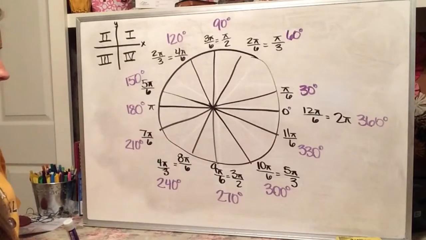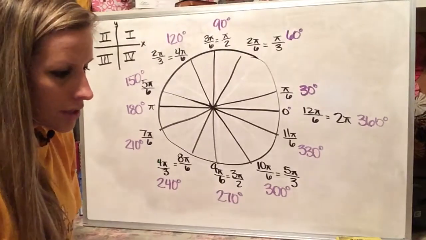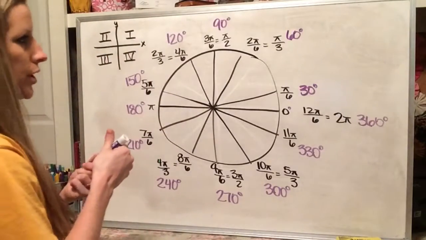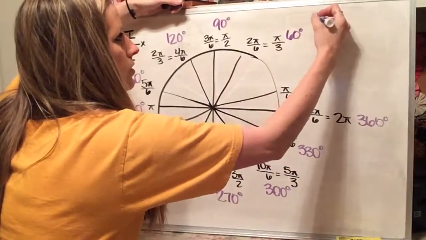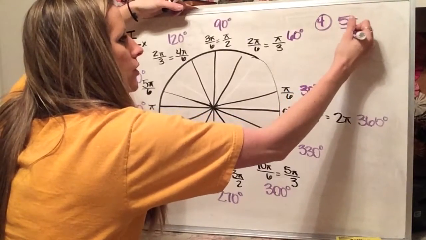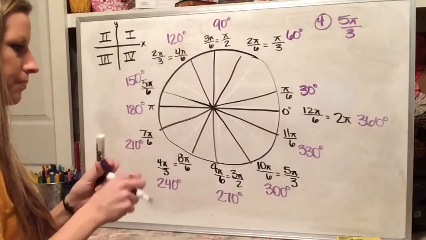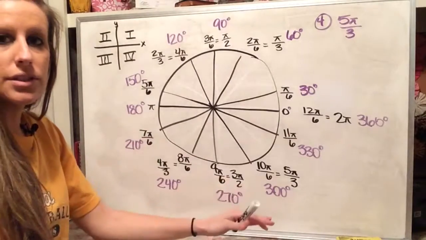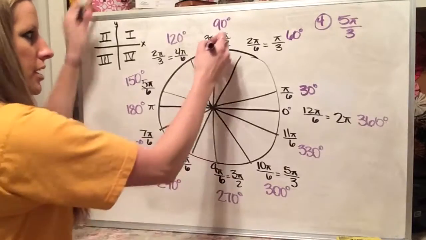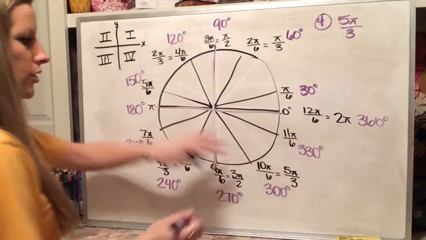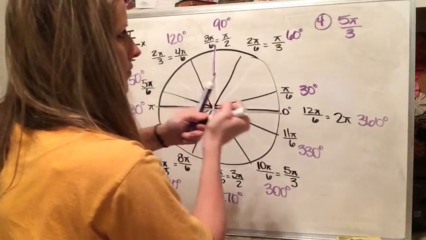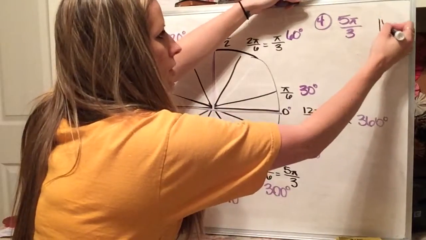Okay. So number 4 wants to know where 5 pi over 3 would be. So number 4, 5 pi over 3. Okay. So look at your unit circle. You see 5 pi over 3 is going to be in this 4th quadrant over here. So this would be in quadrant 4.